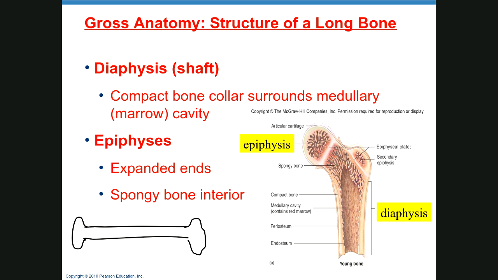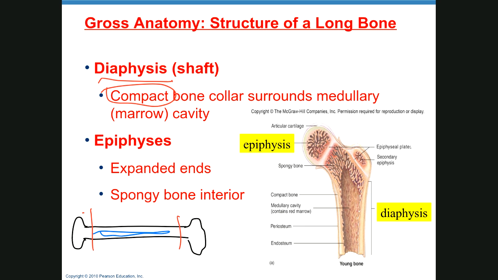Notice that the long bone is going to have a shaft right here in the middle, except we're not going to call it a shaft, we call it a diaphysis. So this is the place where we're going to find compact bone. We're going to have osteons. There's going to be a marrow cavity in the middle, which is going to have yellow bone marrow, especially in the case of adult bones.